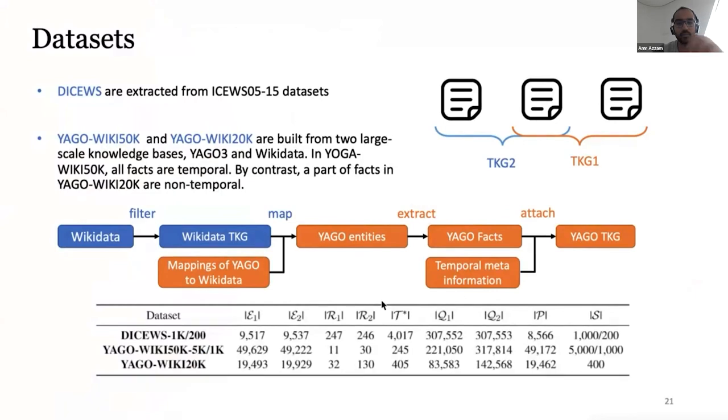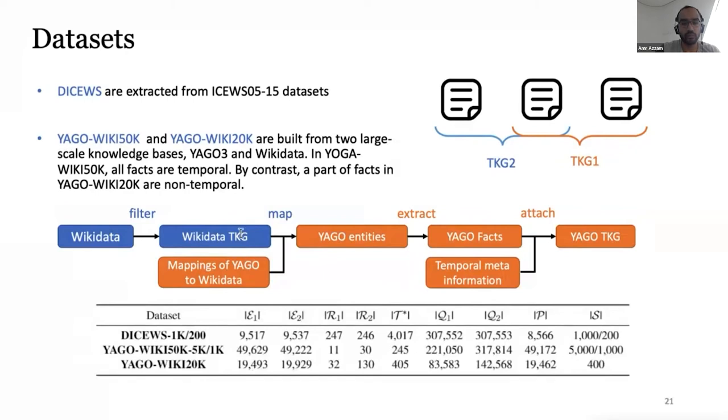We built three temporal datasets for evaluation. In the DICEWS datasets, both TKGs are subsets of the ICEWS database. YagoWiki 50K and YagoWiki 20K are built from two large-scale knowledge bases, Yago 3 and Wikidata. We selected 15,000 high-frequency Wikidata entities and linked them to their equivalent Yago entities according to their QIDs and the mapping of Yago entities to Wikidata QIDs.